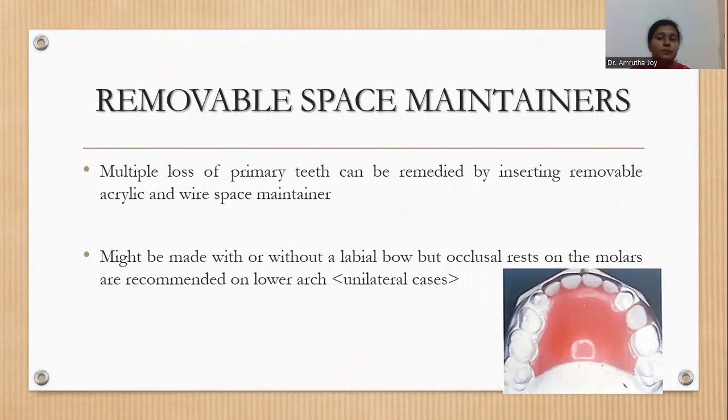Coming to the removable type of space maintainer, when there is multiple loss of primary teeth, then we can give a removable type of space maintainer with an acrylic base. It may be made with or without a labial bow and occlusal rests, depending upon the type of space maintainer we are designing.